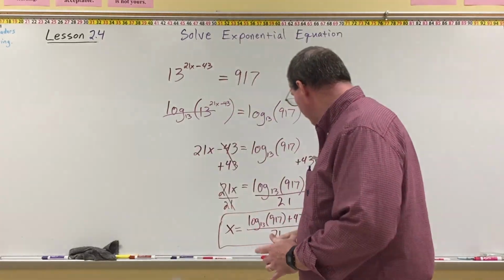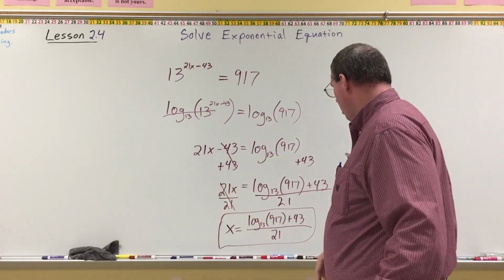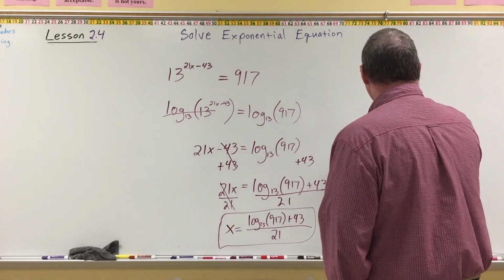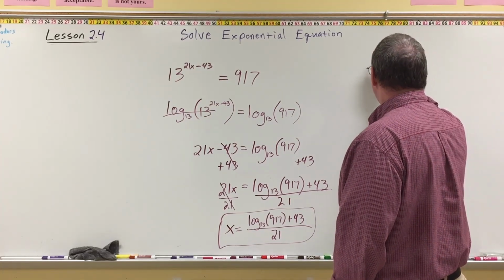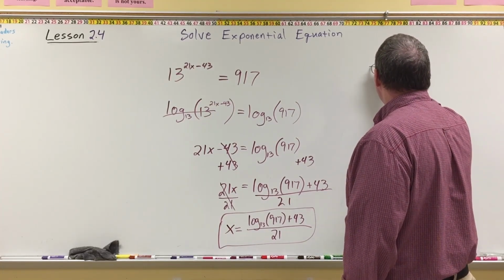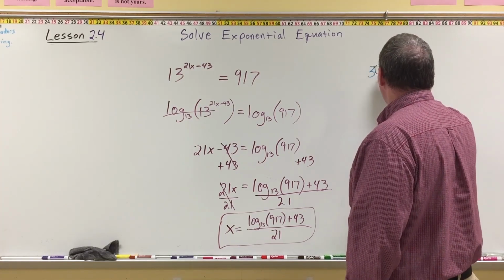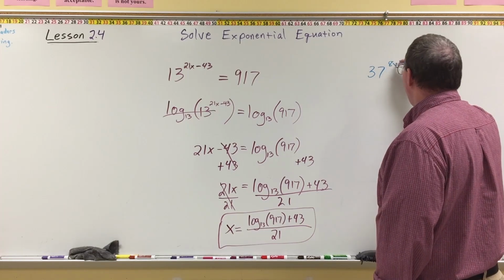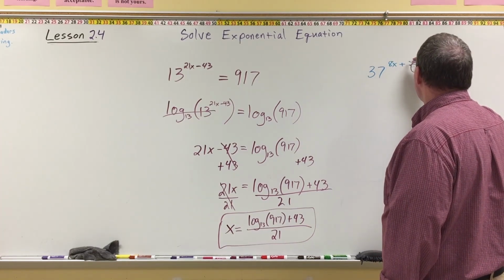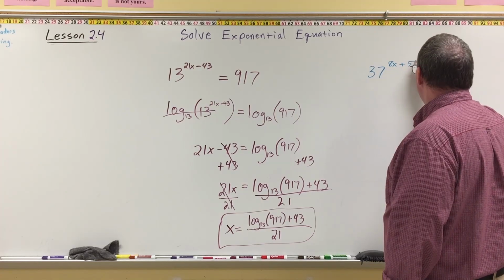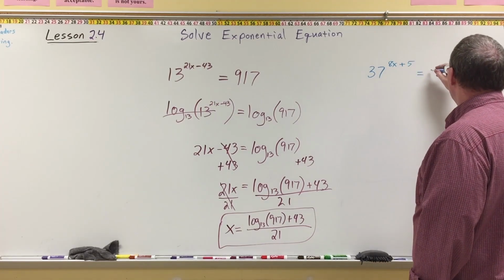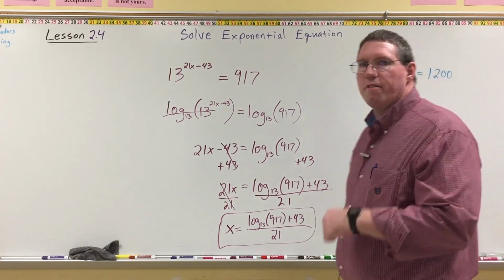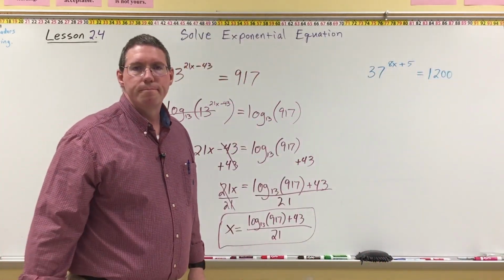Okay. All right, this is about as far as we're going to go, but let's just do one or two more examples so that you can develop your skill. Why don't you try this one? Why don't you try, I don't know, 37 to the power of 8x plus 5 is equal to 1200, okay? Why don't you pause the video and try that one on your own.